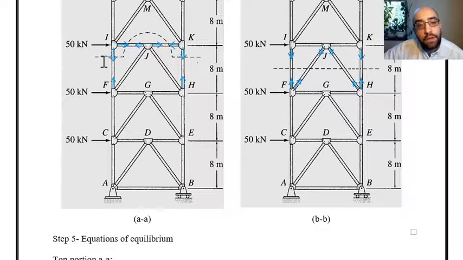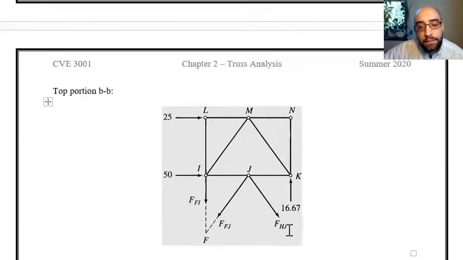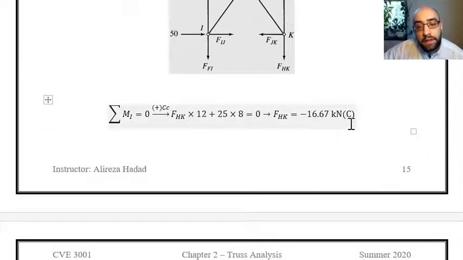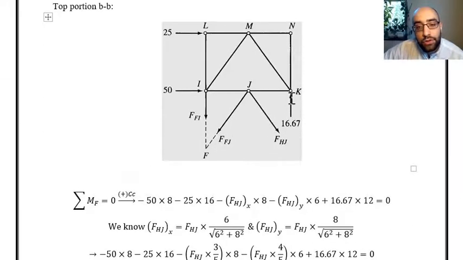HK is already known based on the first section cut that we considered over here. And now I have to include that force in the section cut. That is this force over here, right? We found the member as a compression member, and the value is 16.67, so the force should be toward the joint, and the value is mentioned over here. So you can see I'm looking at the top portion of the truss, and I have to just find the forces in members FJ and HJ as the question asked me.